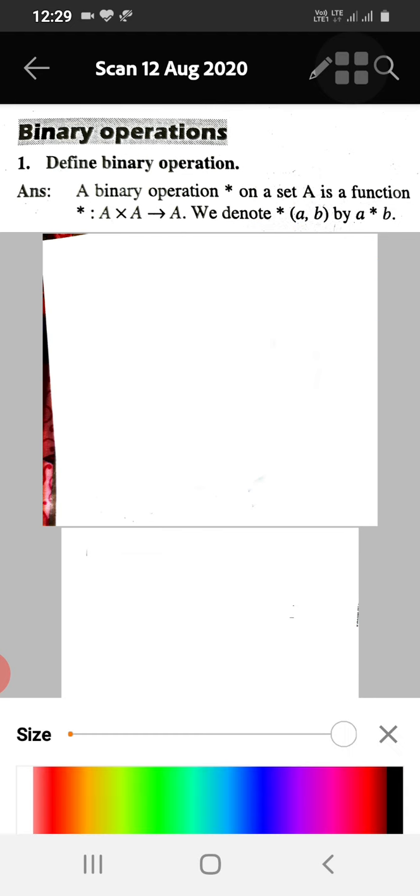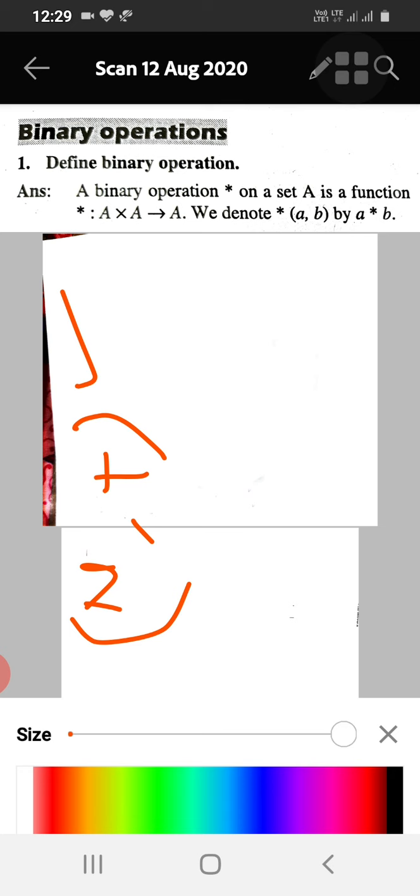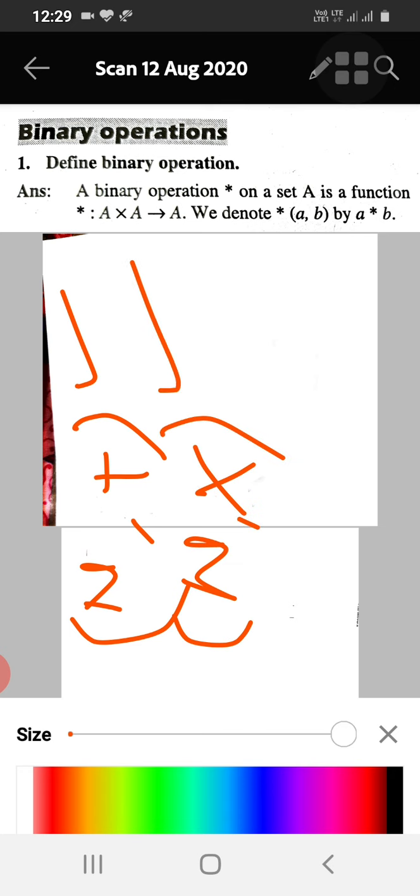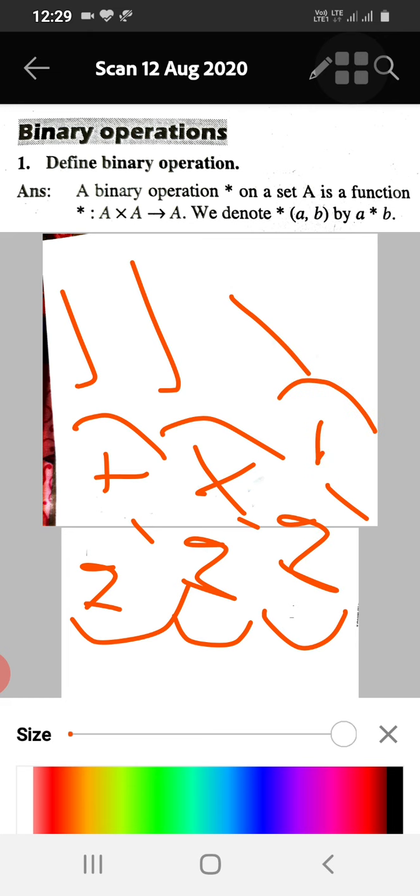The set of natural numbers on multiplication is binary. The set of natural numbers on subtraction is not binary. Observe here: multiplication satisfies the closure property, and subtraction does not satisfy the closure property. That's why I put a cross mark here for natural numbers on subtraction. So it is not a binary operation.